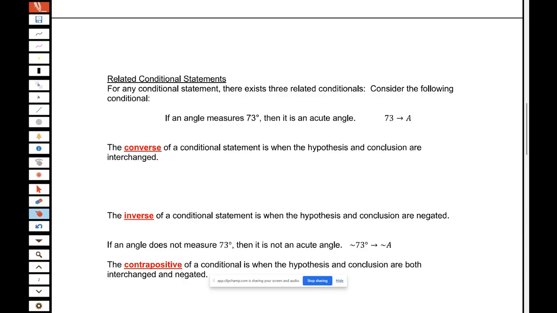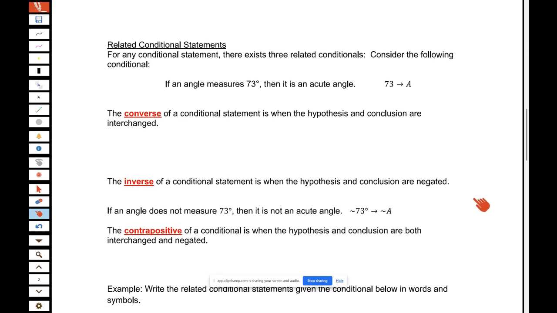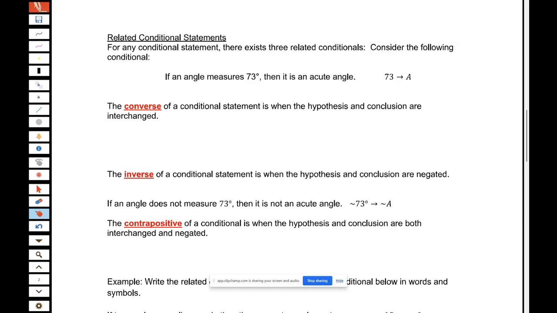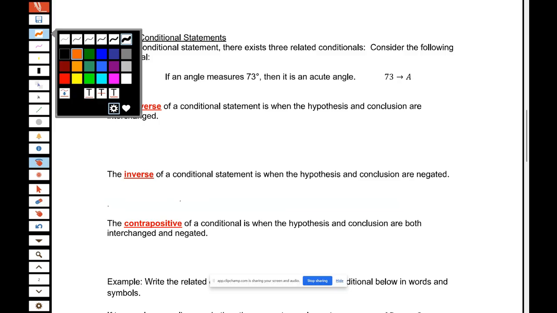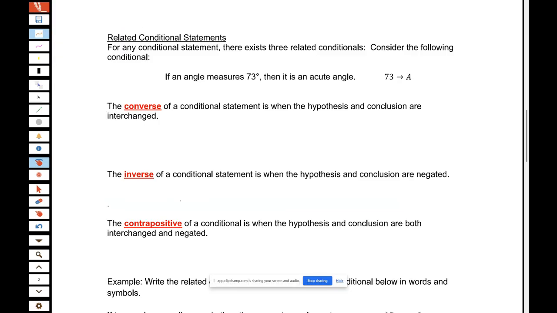All right, so we talked a lot about what a conditional statement is. Now we're going to talk about the ways that you can change up a conditional statement to get other what we call related conditional statements. I don't want this here because we're going to be writing that on our own. All right, so the first thing you can do is if you switch the hypothesis and the conclusion, they're interchanged, you get what's called the converse of the conditional. And we have a conditional here.